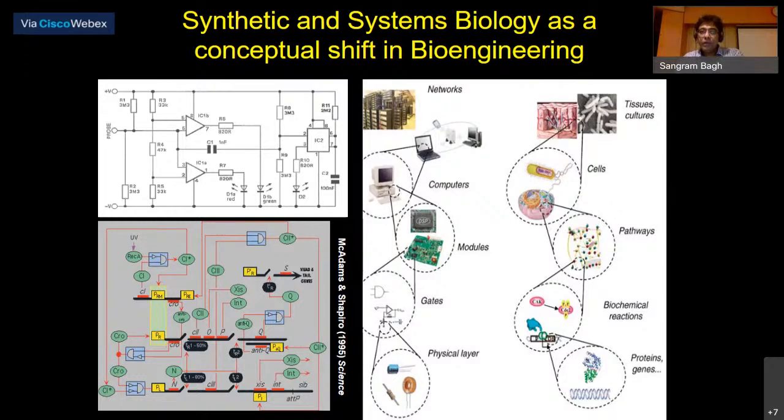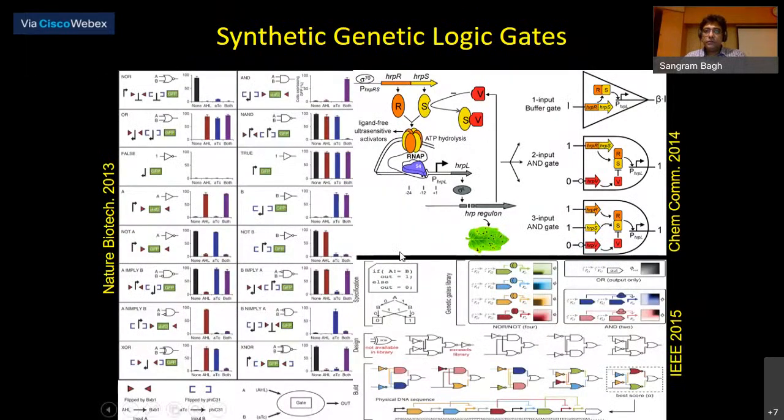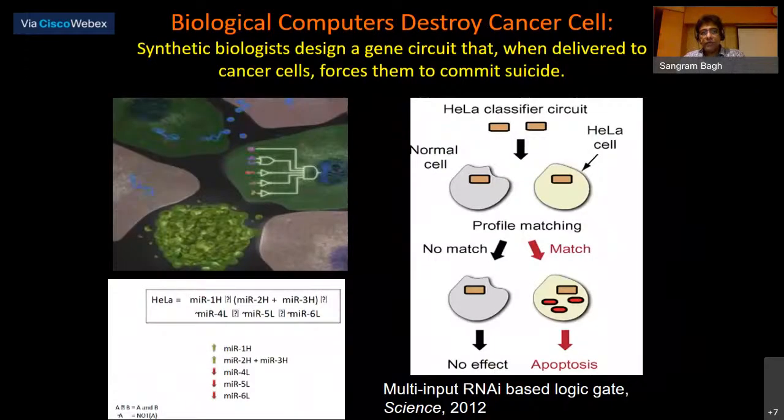Okay, and in the recap, I showed that we developed all the basic logic gates: NOT, NOR, OR, XOR, XNOR and everything. We developed those in the last 20 years or so. We also showed that if you develop those kinds of gates and connect them, you can develop a lot of different kinds of applications.